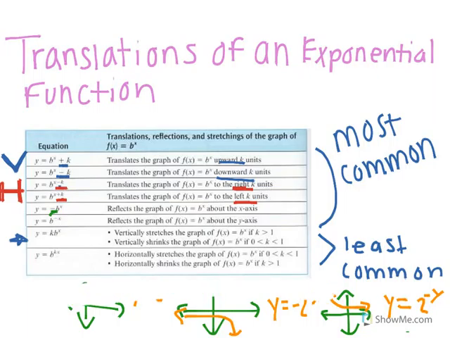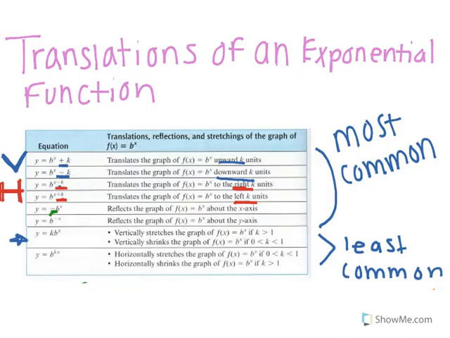This is just horizontally stretching. Let me erase this down here to show you an example. I'm going to draw two graphs. I'm going to have the base, y equals 2 to the x. I just have this, and the number preceding x is just 1. So it's just going to be normal.